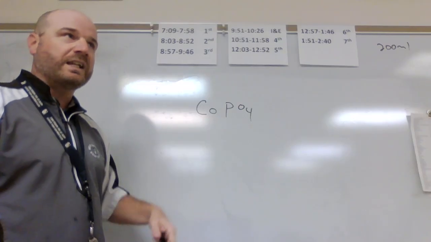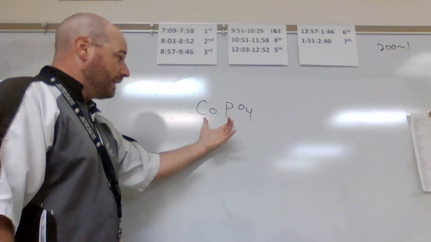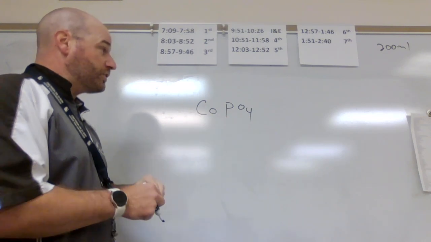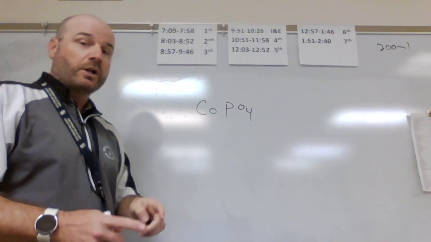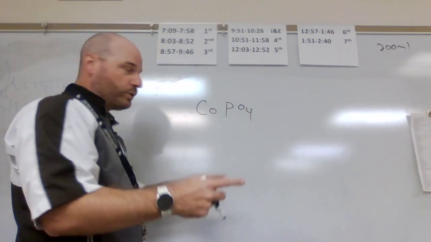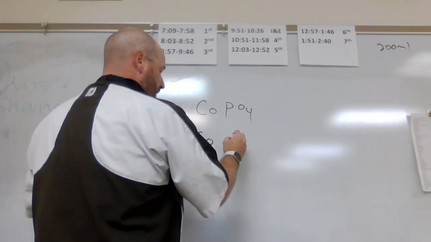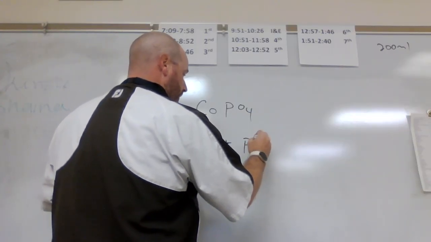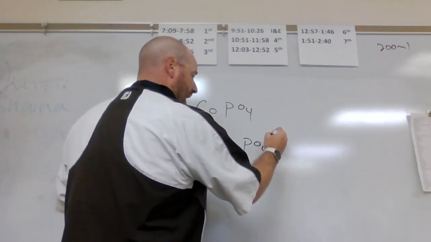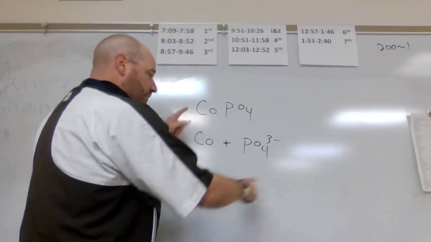So when you get into this scenario of, okay, I've got poly and I've got a transition metal, then you have got to do kind of a two-part thing here. First, treat this poly as one unit. Okay, so we treat it as one unit. So if we bring this down and we say, okay, here's cobalt, and then we have this phosphate right here. We know the phosphate has a 3 negative charge. So we have to balance that.